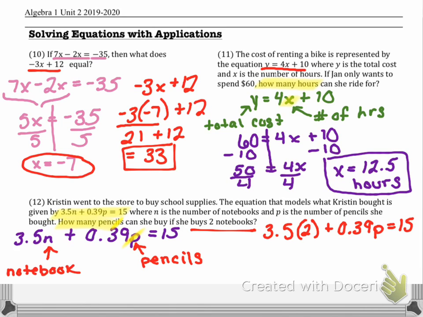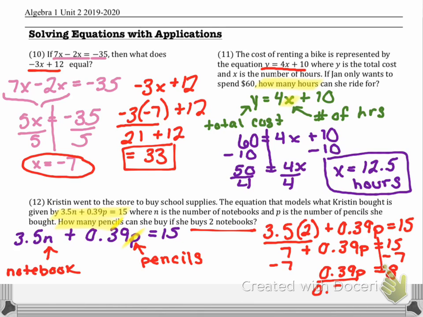Just like any other equation, I'm going to simplify or combine like terms if I can. 3.5 times 2 is 7, plus 0.39p is equal to 15. Then we'll subtract 7 from both sides, and that gives me 0.39p is equal to 8. And I'll finish it off by dividing both sides by that 39 cents that each pencil costs.